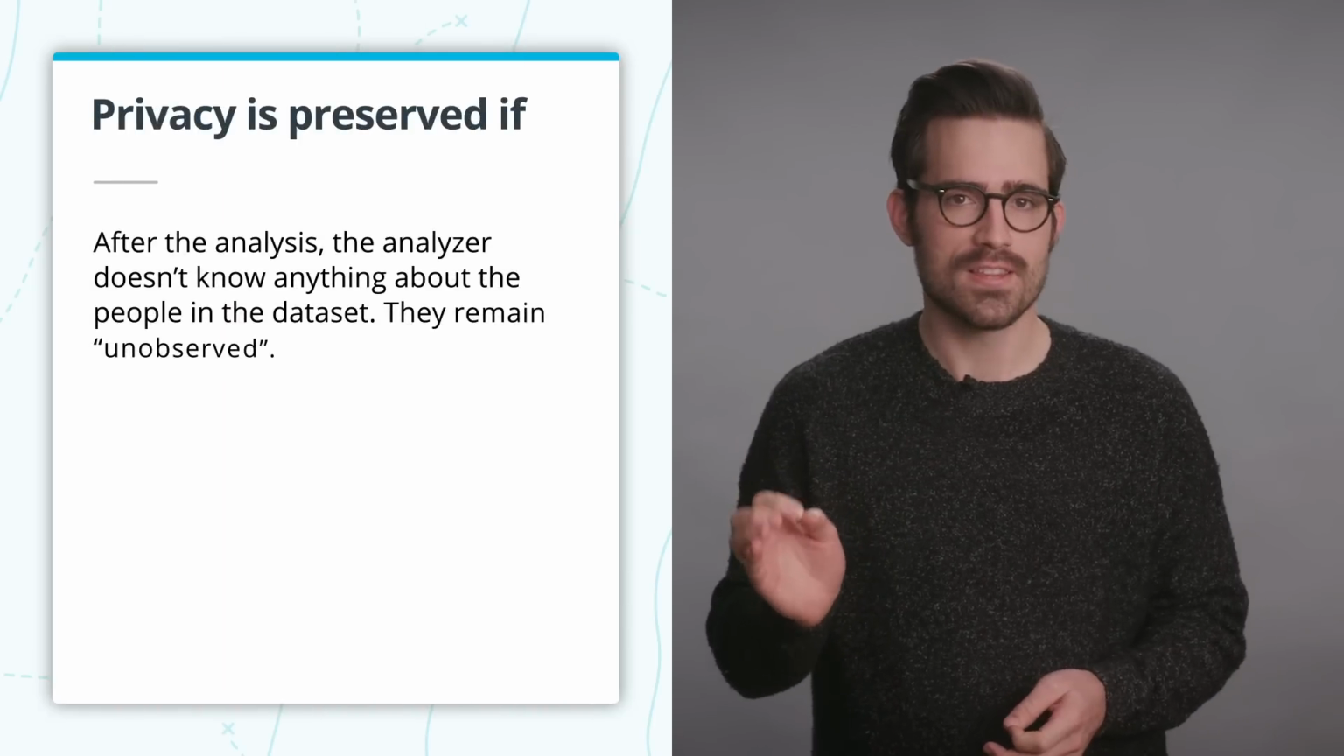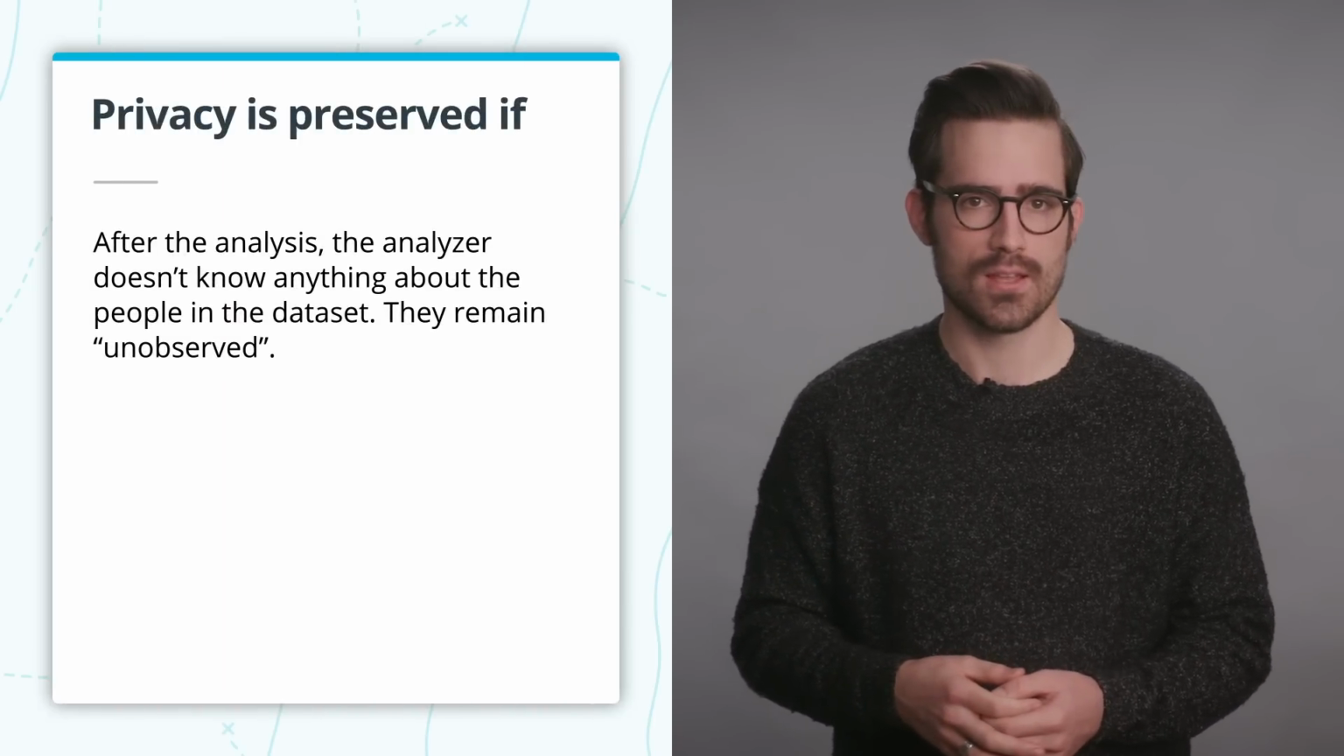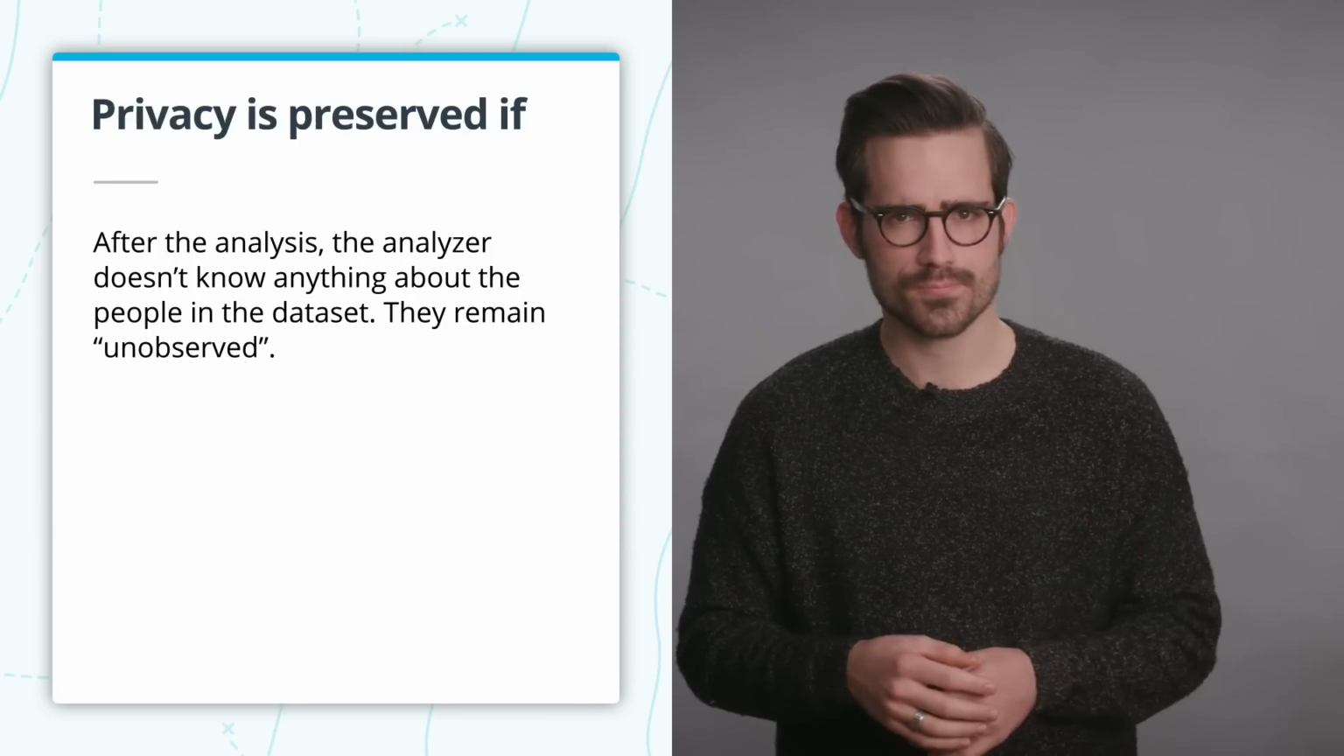And if you think about privacy yourself, and perhaps conversations that you've had with people you know or have listened to on the news, since privacy is such a hot topic these days, you might have heard a definition something like this. Privacy is preserved if, after the analysis, the analyzer doesn't know anything about the people in the data set. They remain unobserved. But if you think about this definition of privacy in the context of your home and why you have blinds and a front door and all these kinds of things, it's to ensure that information about you doesn't leak at all.